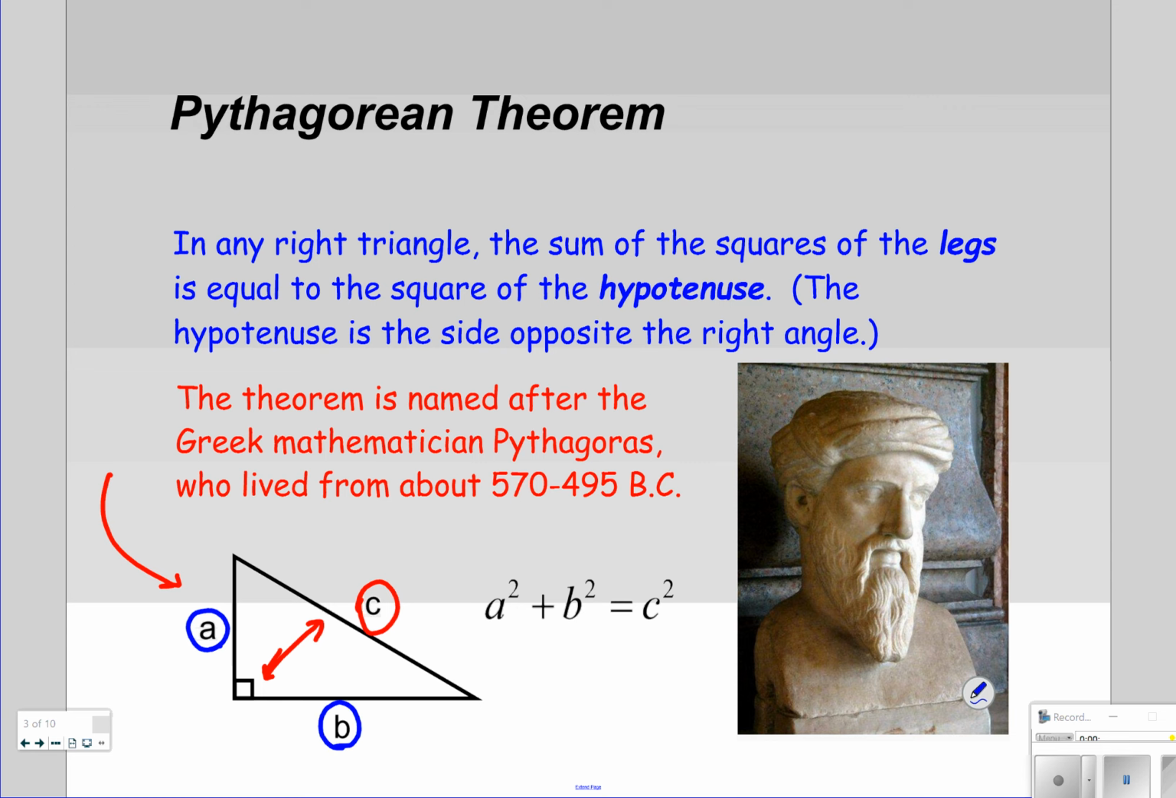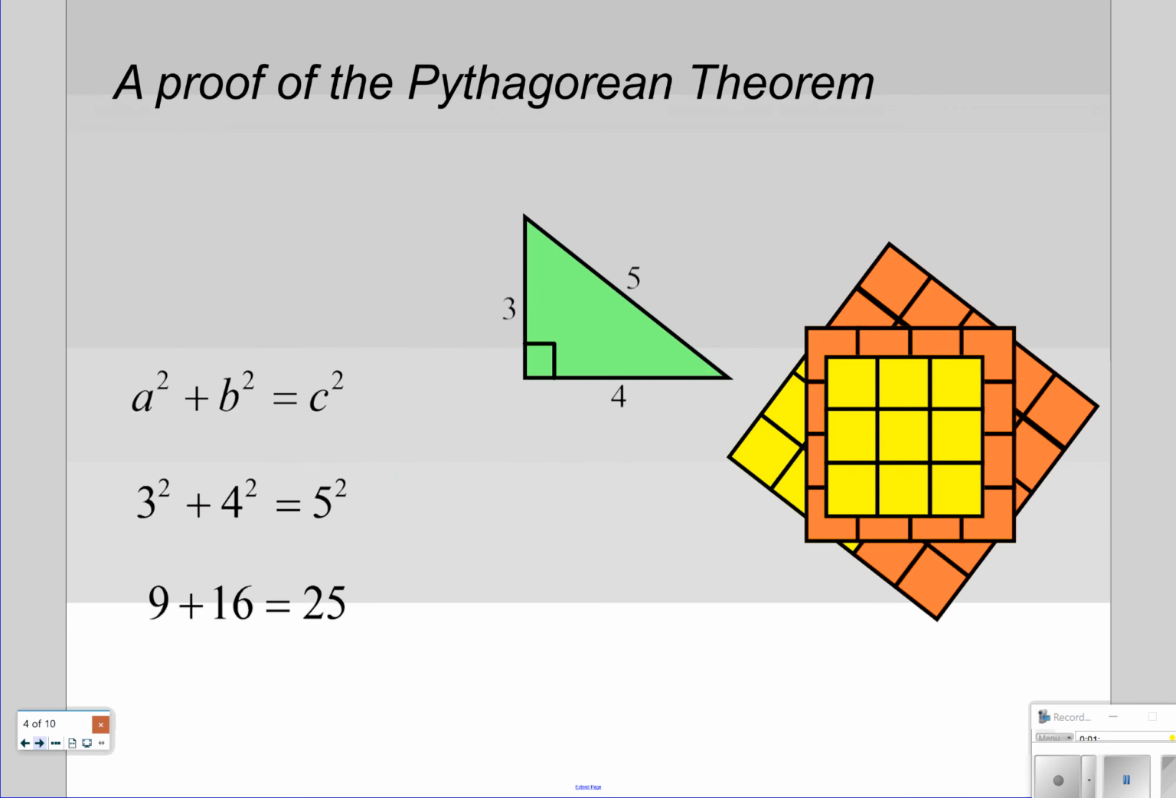So his theorem said that A squared, the first leg squared, plus the second leg squared, will equal the length of the hypotenuse squared. So let's look at an example. Let's look at a proof of this.